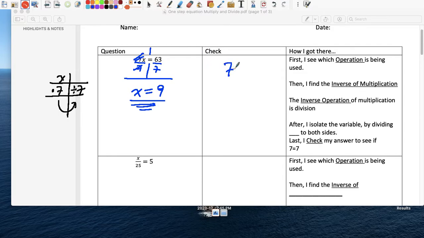So copy the original equation. 7 times x equals 63. And what we're going to do is, this x here, I'm going to replace it with the value that we found, which is 9. Well, now I'm just going to make sure that the expression on the left, which is 7 times 9, is equal to the expression on the right. So 7 times 9 is indeed 63. And guess what? That equals 63 on the other side.